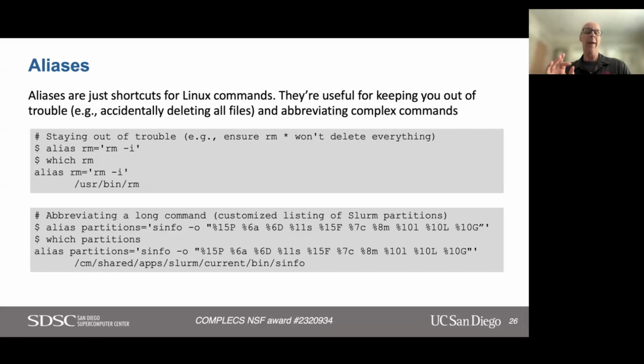More often, you're going to use aliases to abbreviate long commands. Say things that you are executing over and over, and it could be not just a single command. It could be a series of commands that are piped together. So sometimes I like to get on Expanse, and I need a reminder of what are the properties of all the partitions or the different queues that I could run in. You know, the shared queue, the compute, the GPU shared, and so on.